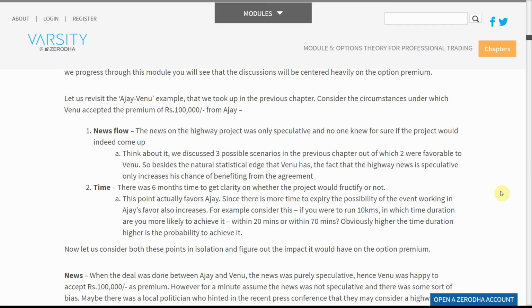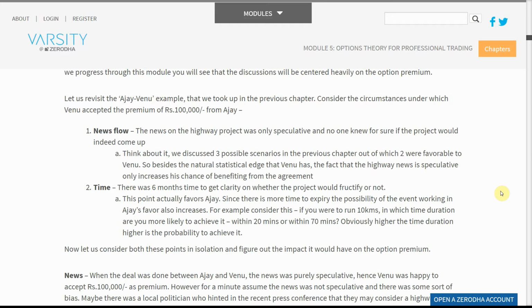Consider the circumstances under which Venue accepted the premium of 100,000 rupees from Ajay. News flow. The news on the highway project was only speculative and no one knew for sure if the project would indeed come up. Think about it. We discussed 3 possible scenarios in the previous chapter, out of which 2 were favorable to Venue. So besides the natural statistical edge that Venue has, the fact that the highway news is speculative only increases his chance of benefiting from the agreement.